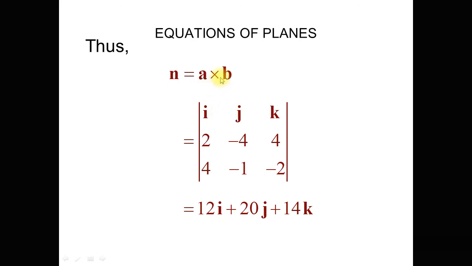Now how to find the cross product of these two vectors? By using a simple determinant. In the first row we put i, j, k for directions, in the second row put the components of vector a, and in the third row put the components of vector b. Now expand this determinant by the first row, by the second row, or by any column. We obtain the determinant value 12i plus 20j plus 14k. So this is now the normal vector.